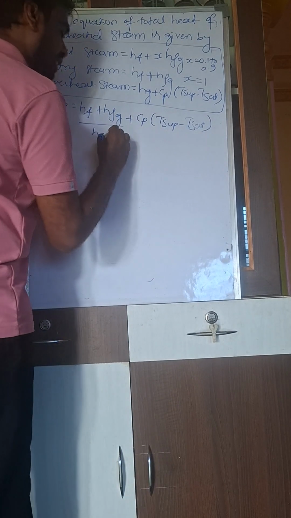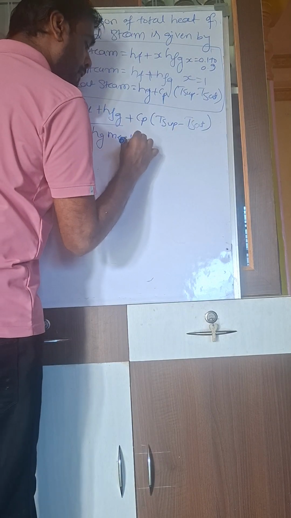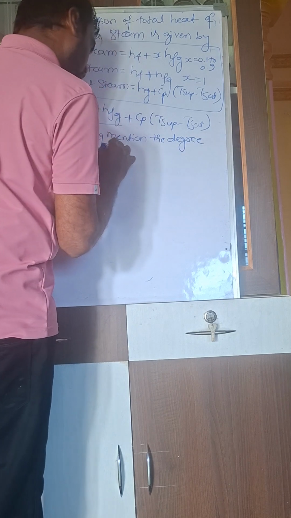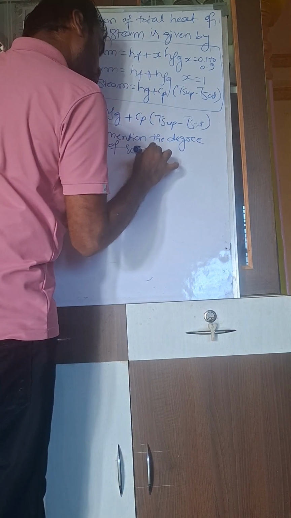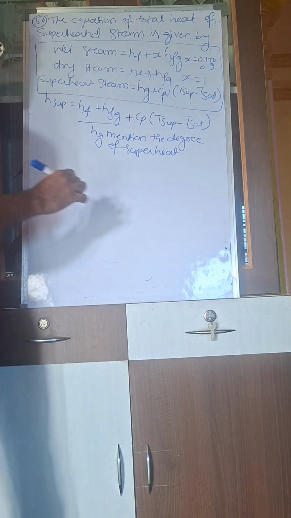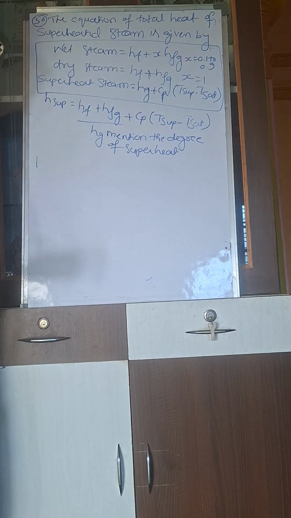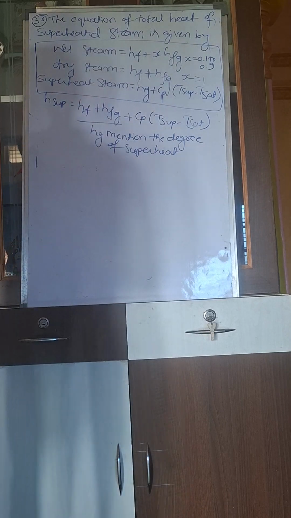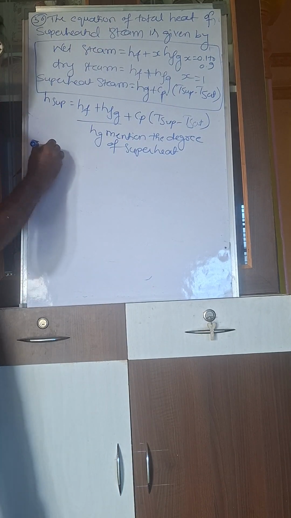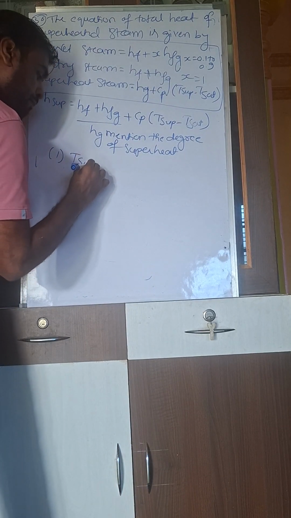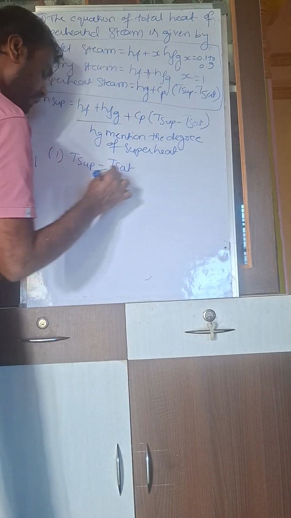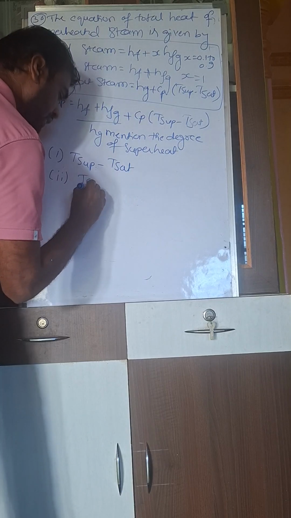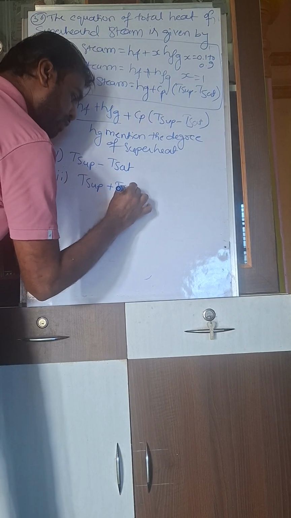Mention the degree of superheat. The first option: T superheated minus T saturated. The second option: T superheated plus T saturated.